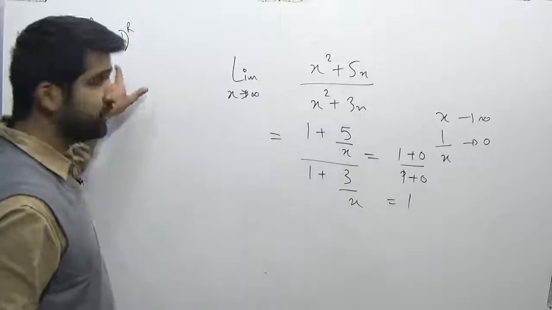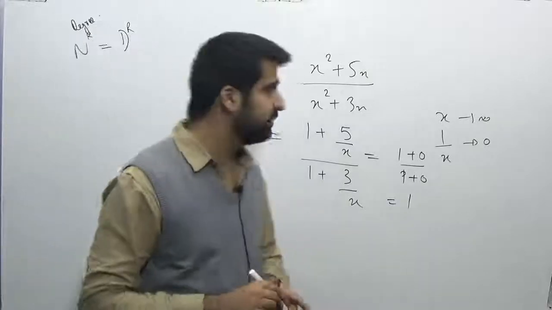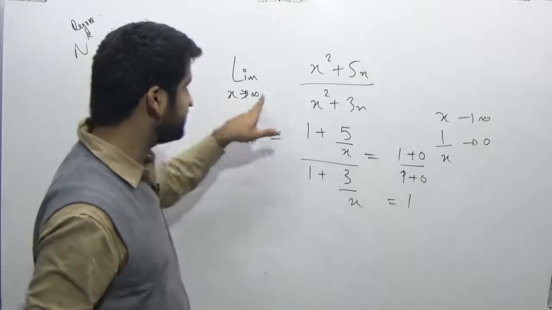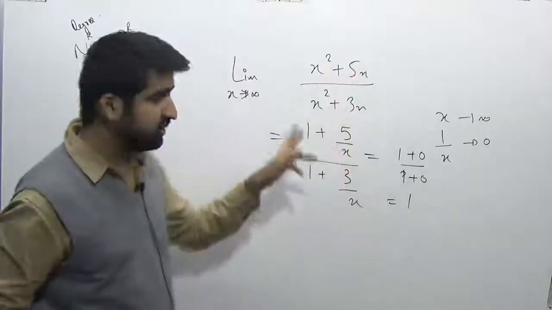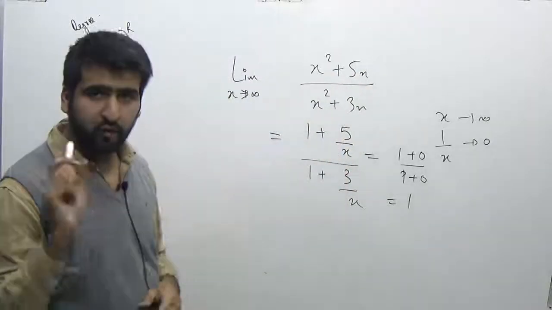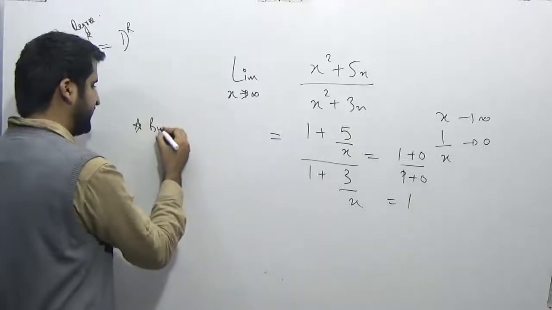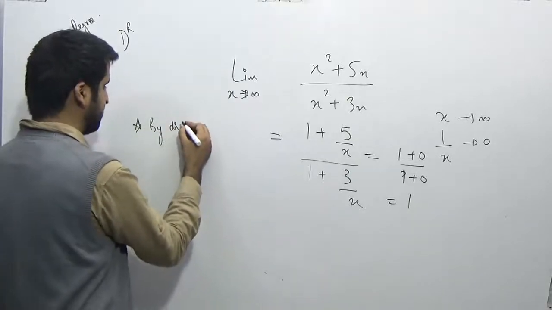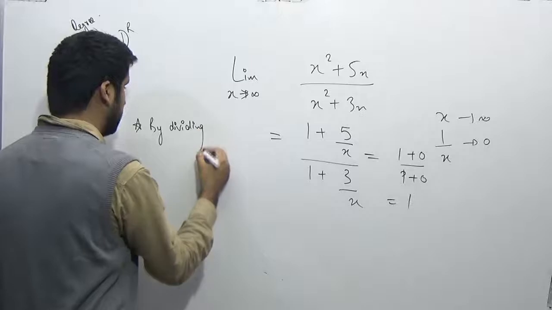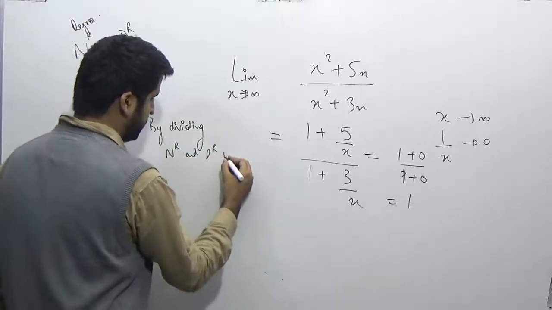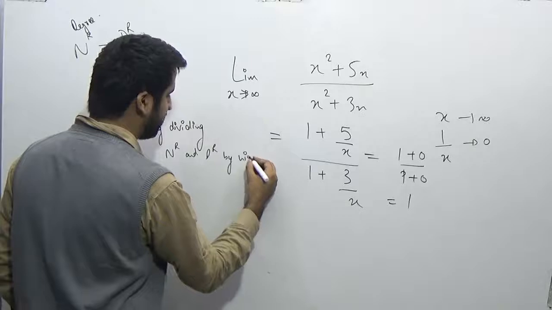So when the degree of numerator and denominator is equal, this limit will exist. So this limit extending to infinity, the limit of this rational expression will exist. And how will we find this limit? You write it down by dividing numerator and denominator by the highest power of x.